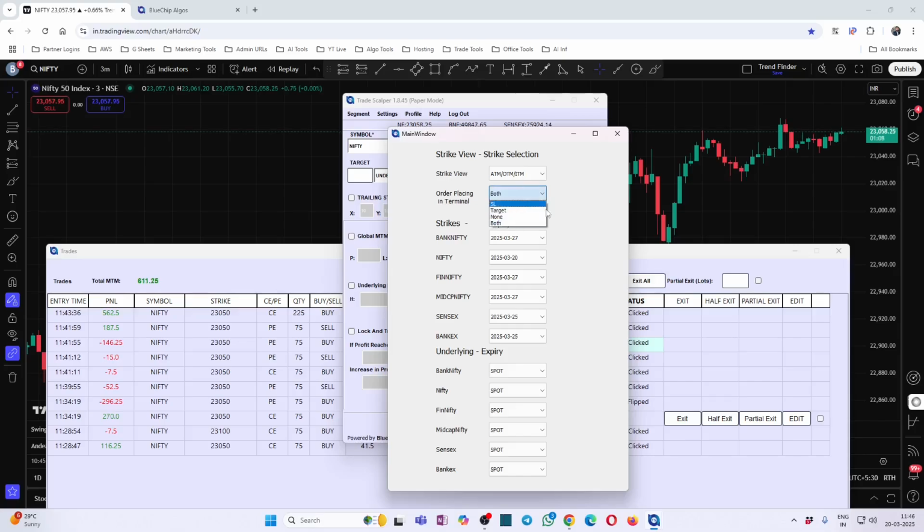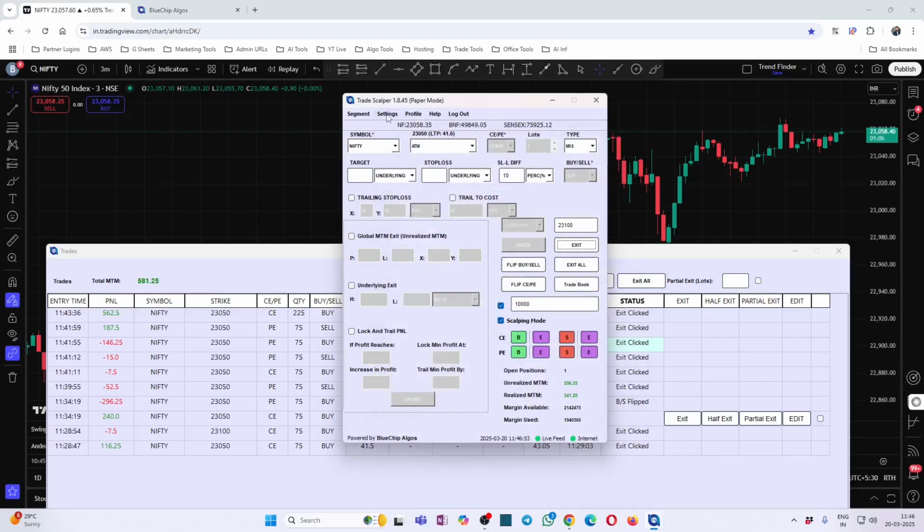So this feature is given in settings, so it's totally up to you whether you want to send both to the broker or only one or none. Whatever you want, you can choose. So yeah, these are some of the great features that we have introduced. Please make use of it.